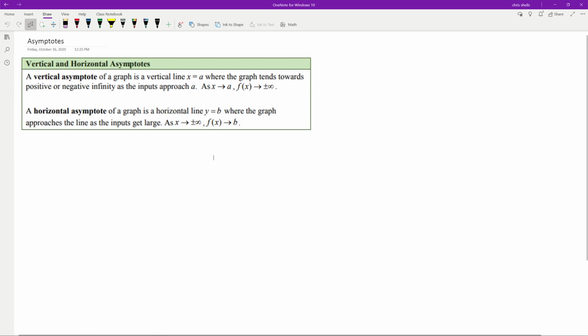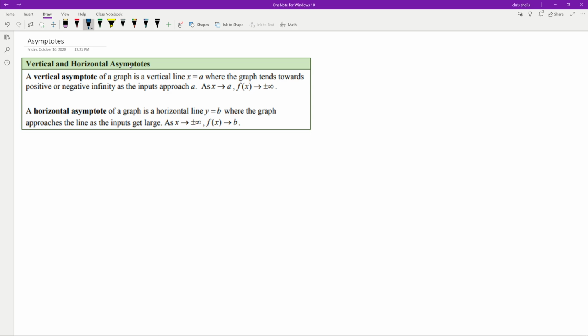And here we have these definitions of vertical and horizontal asymptote. A vertical asymptote of a graph is a vertical line. Remember, vertical is up and down. It's where the graph tends towards positive or negative infinity as the inputs approach A. So the vertical asymptote is a vertical line x equals A, where the graph tends towards positive or negative infinity as the inputs approach A. Notationally, we can say, as x approaches A, f of x approaches positive or negative infinity. It depends on how the graph is behaving at that asymptote.